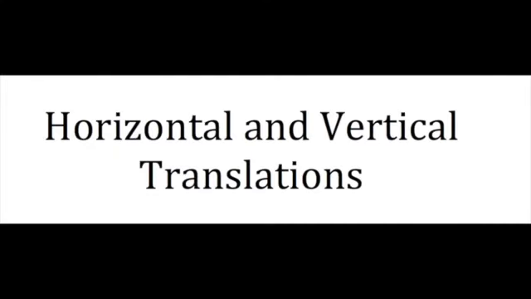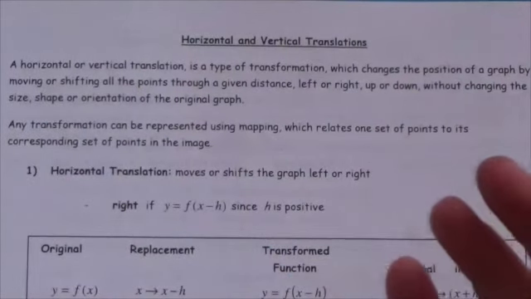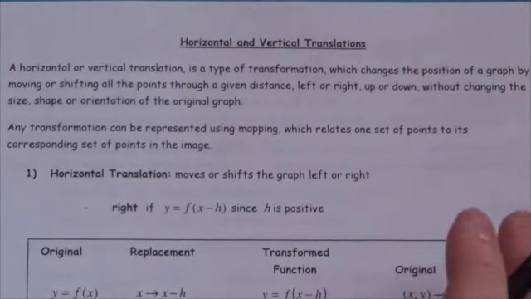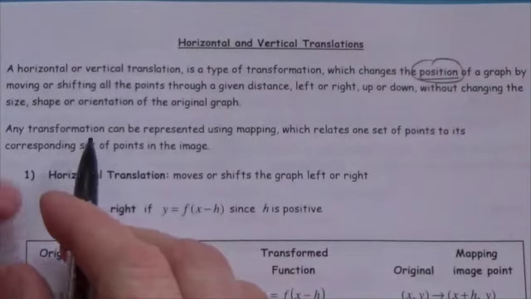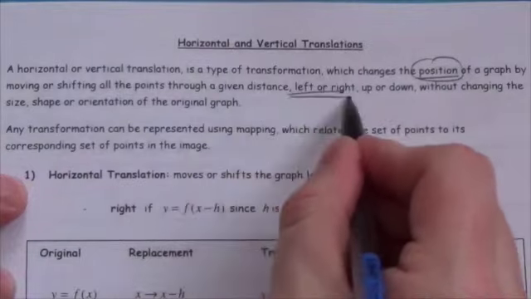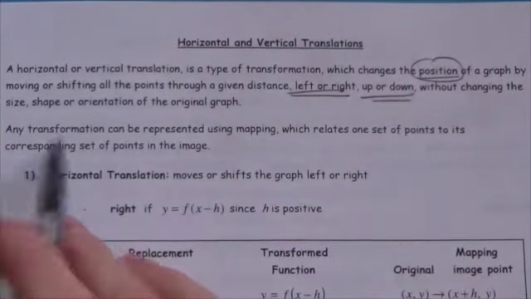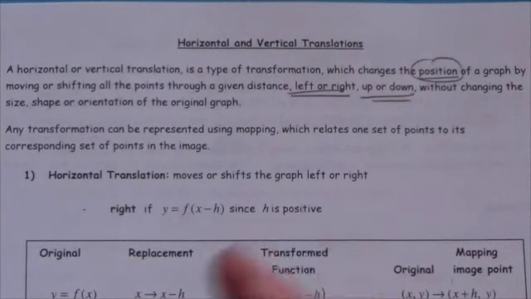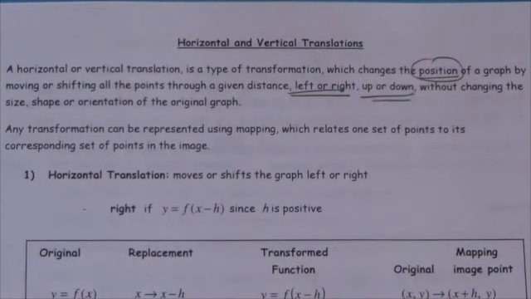Now we will start talking specifically about horizontal and vertical translations. So a translation, whether it be horizontal or vertical, is a transformation where just the position of the graph is changed, okay? So that's the key word right there, just the position. All we're doing here is moving it left or right or up or down. We're not changing the size or the shape. We're not deforming it, and not even changing the orientation of the original graph, just the position.